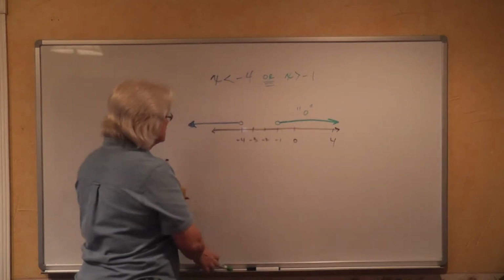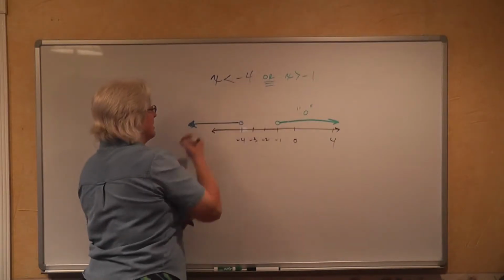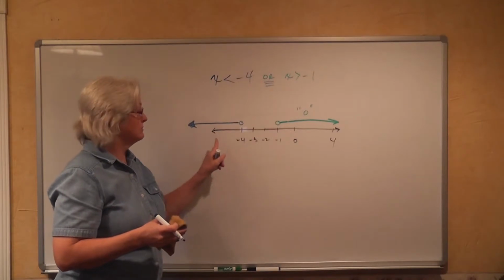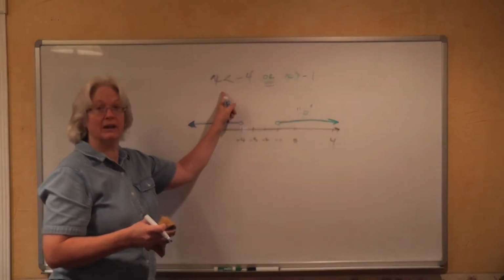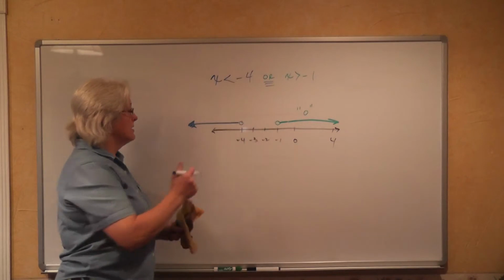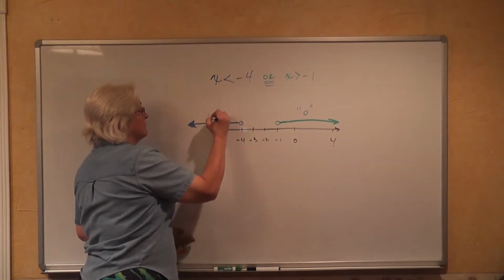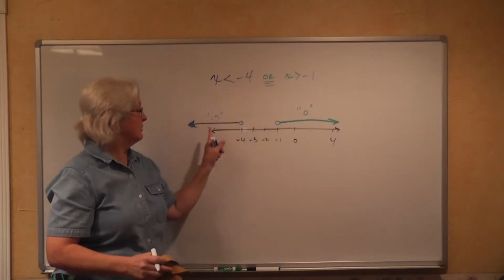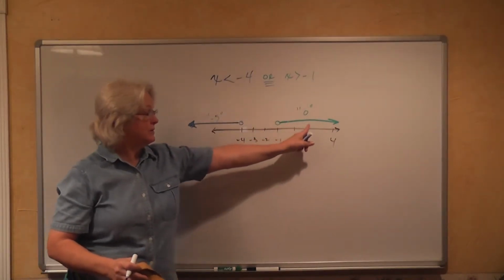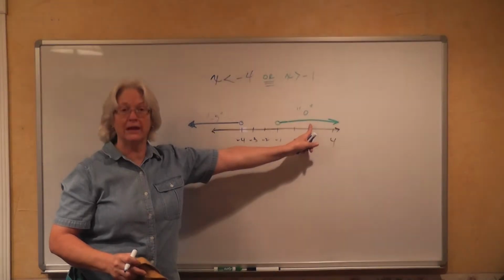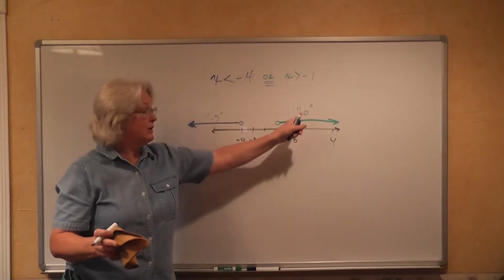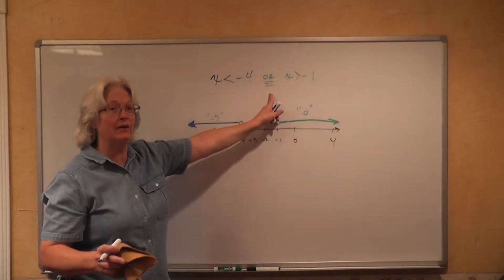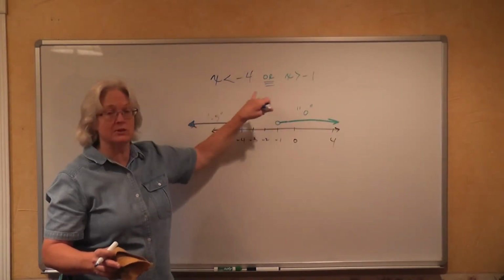Now let's take a test point over here. What if we tried -5? Is -5 a part of the solution? Is it true that -5 is less than -4? Yes, that's true. So -5 fulfills this inequality. Now, is negative 5 greater than negative 1? No, of course it's not. But it doesn't matter because we only have to have one of these conditions met.